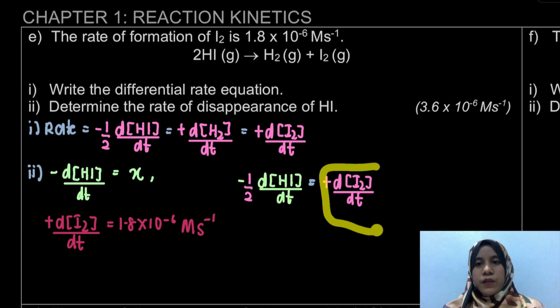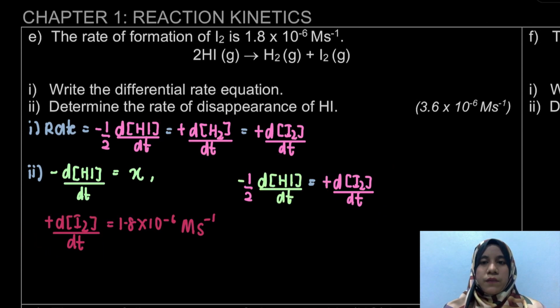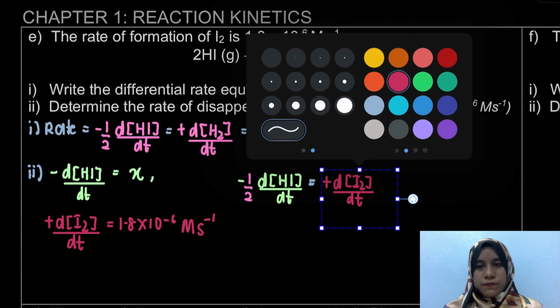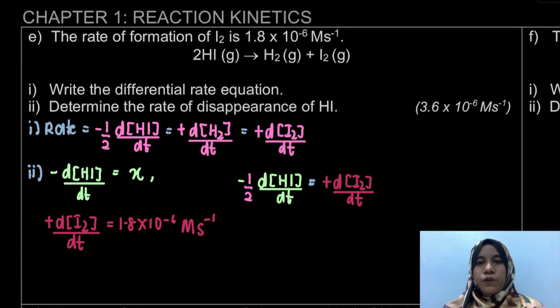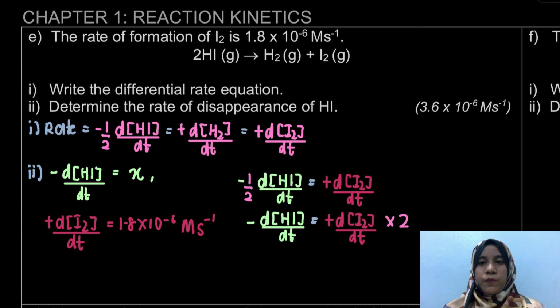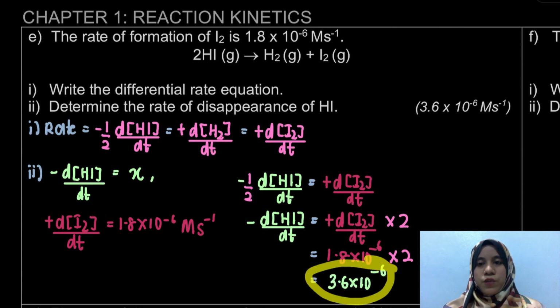So how are we going to do it? dI2 over dt is exactly the information given. So what we're going to do now is move the 1 over 2 to the other side, so it will be multiplied. Here I'm just going to multiply by 2. So from here, this is the question that we want, dHI over dt. Next, I'm going to do the calculation straightforwardly. So the answer is 3.6 exponent negative 6.